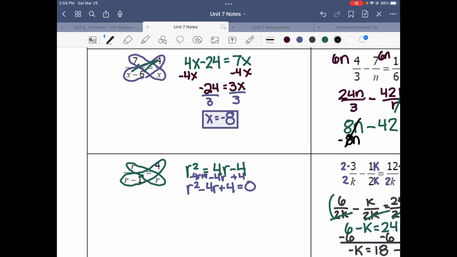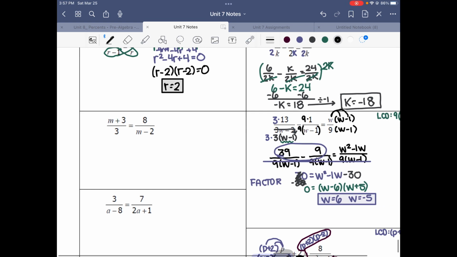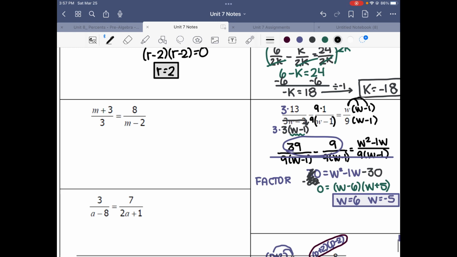Then we're looking for two numbers that multiply to 4 and add to negative 4, which is negative 2 and negative 2. So r equals 2. It did not give me two separate answers this time. It gave me the same answer twice. That's fine. You don't have to say that. And that's it. Okay, we've got 3 cross multiplying problems we're going to try, but basically that's the gist of all of them.